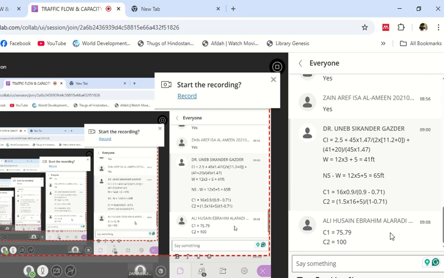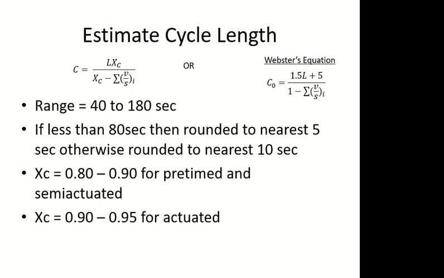Okay, so C2, now you can see C2 is a very rounded figure. I don't need to do any rounding off here. But there are some rules given for rounding off. If you have to do rounding off, there are some rules given. If you get a value which is more than 80 seconds, then we round it off to the nearest 5 seconds. If you get a value which is less than 80 seconds, we round it off to the nearest 10 seconds. Round it up, not round off, round up.